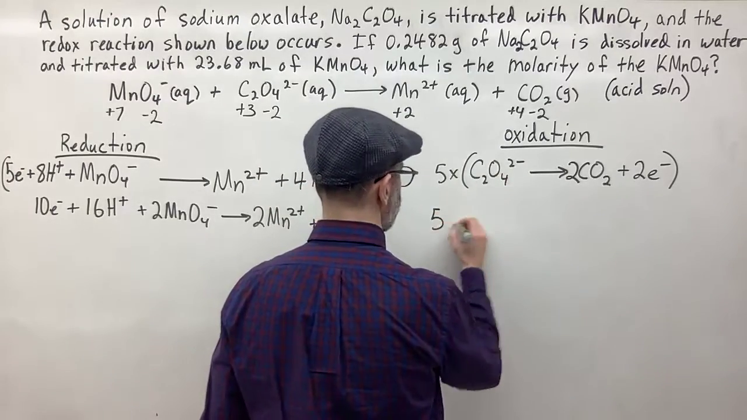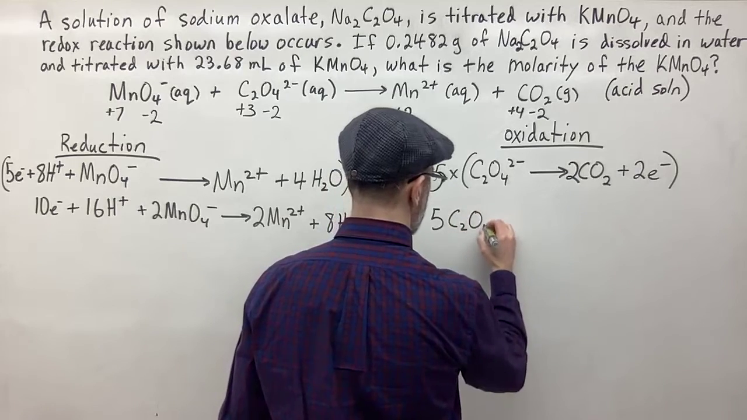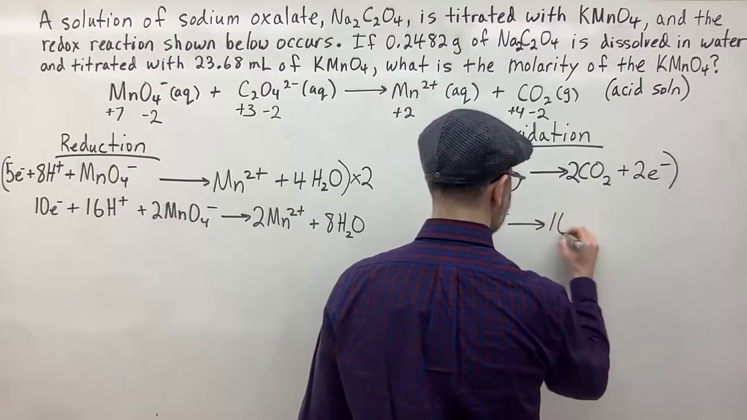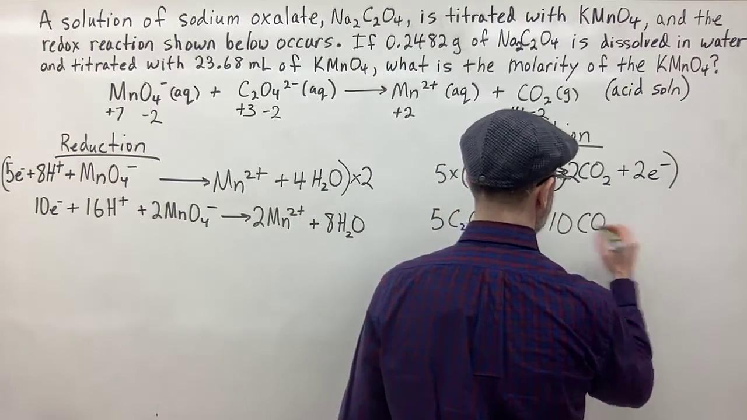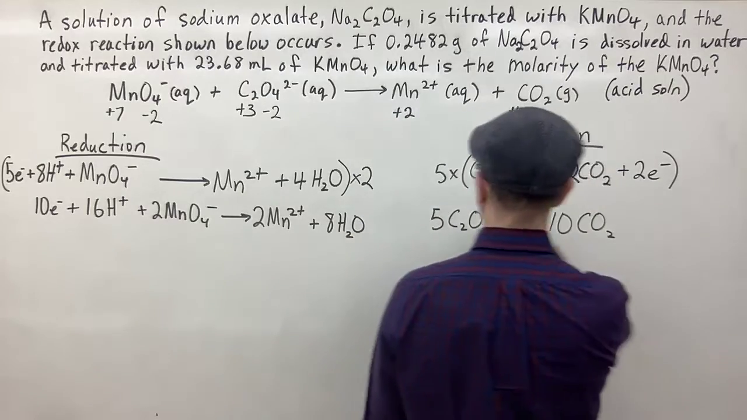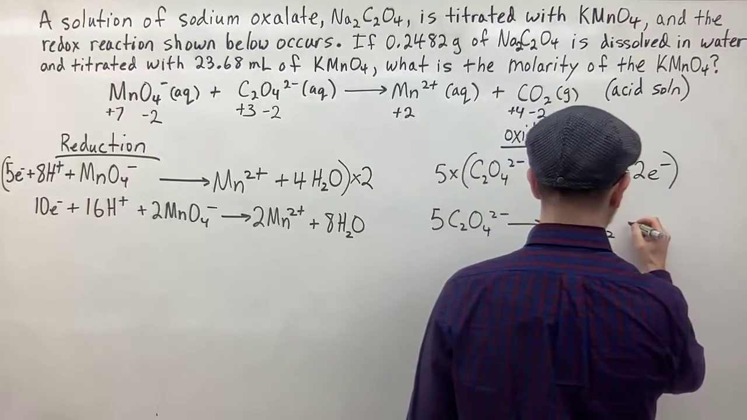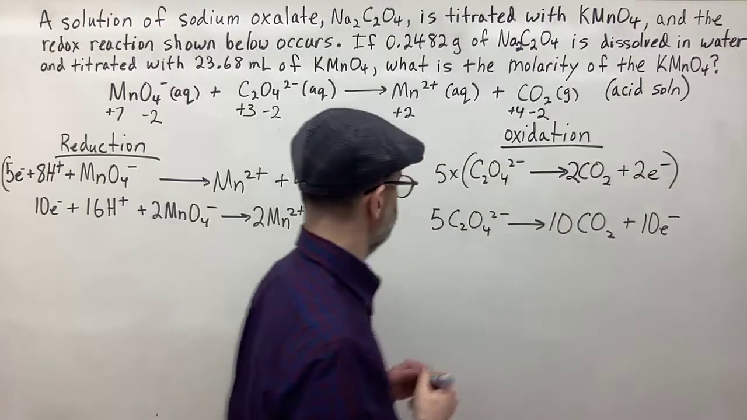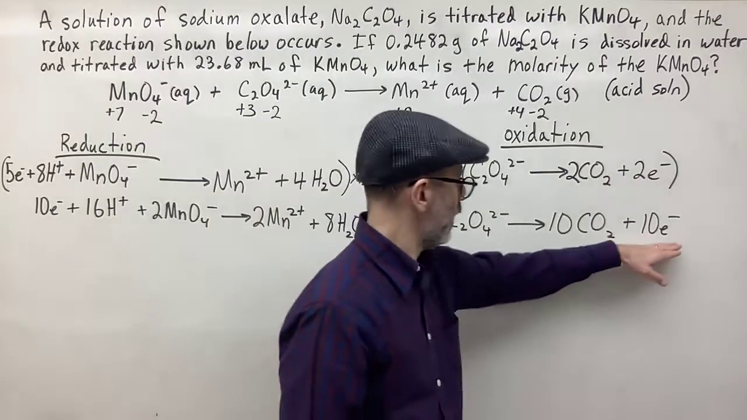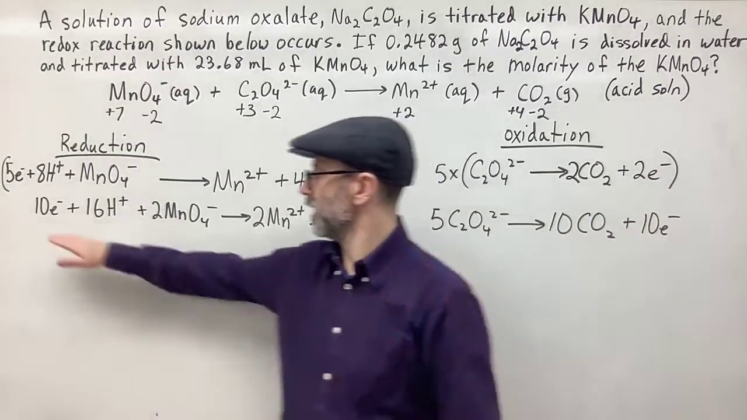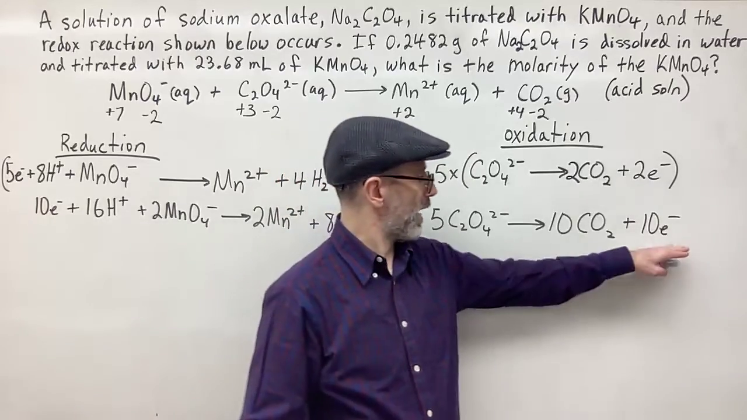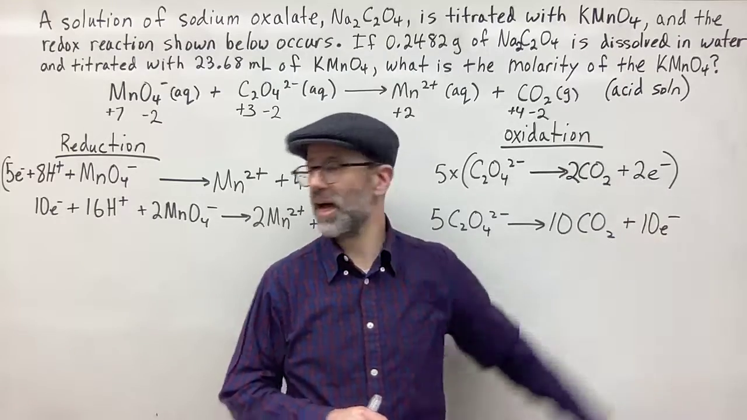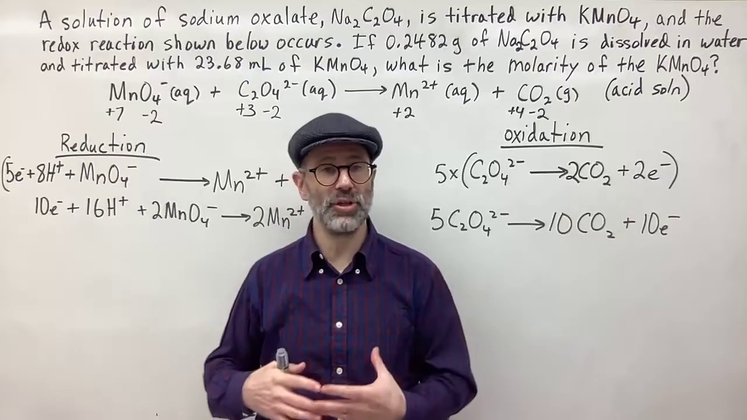So I'm going to have 5 C2O4 2 minus. Multiply this by 5, that's going to give me 10 carbon dioxide molecules. And then 5 times 2 is 10 electrons. So now I have 10 electrons on this side. I have 10 electrons on the reactant side here, 10 on the product side. When I add these together, the 10 electrons on the product side and the 10 electrons on the reactant side are going to cancel each other out.